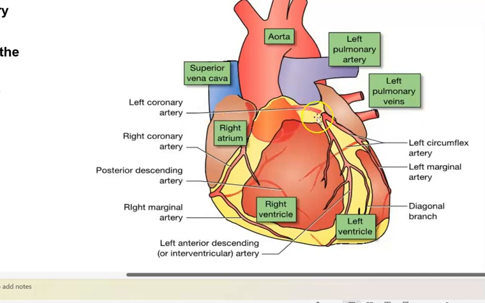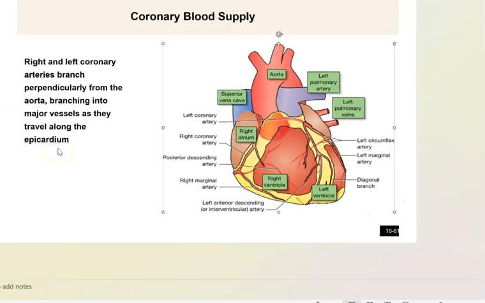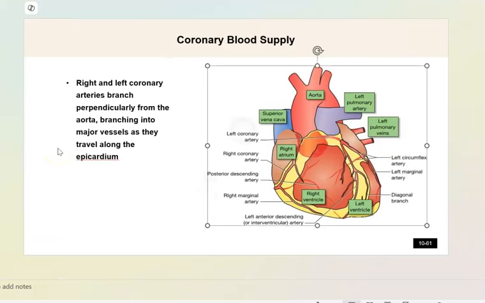Then from this main coronary artery here, we have the right coronary artery that comes down here. From the right coronary artery, we get the posterior descending artery, or the PDA, that's feeding the back of the right ventricle. Then we have the right marginal artery as well. So that's a nice picture for us to review the coronary arteries themselves. And they travel along the epicardium so they can feed into the myocardium.